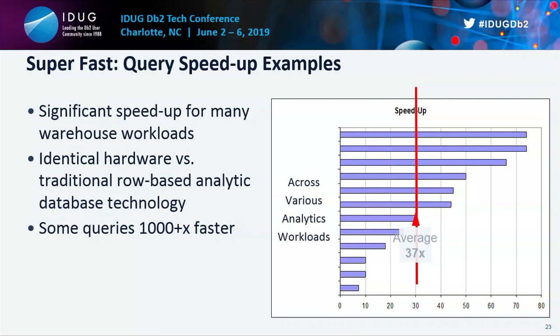This is basically the big marketing chart I have at the beginning, showing that across a variety of workloads, it's somewhere between a 3 times and I think this is a 70 times speed up. And if you average these workloads, it's almost 37 times faster, right? And these are specific analytics workloads; they're not OLTP, but examples of some of the speed ups you could have, especially on specific queries. And there are cases where queries can be 1,000 times faster.